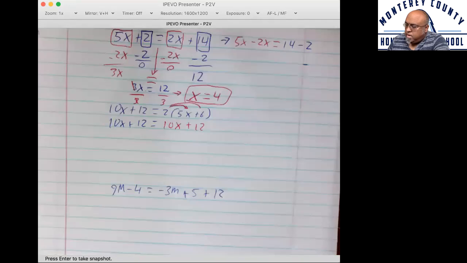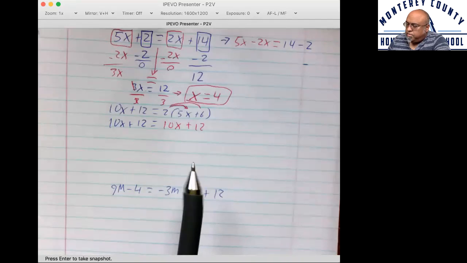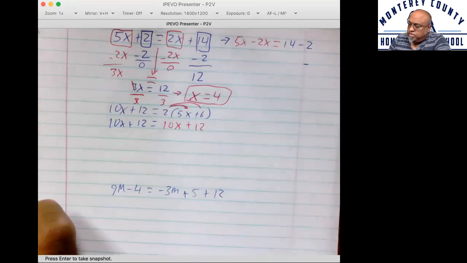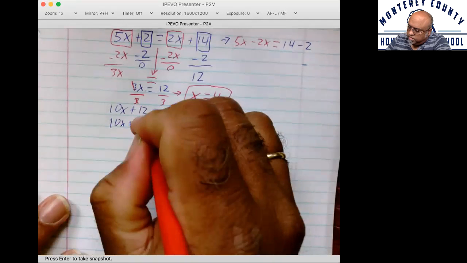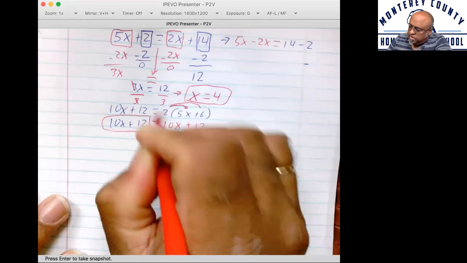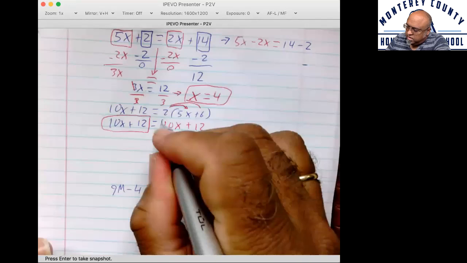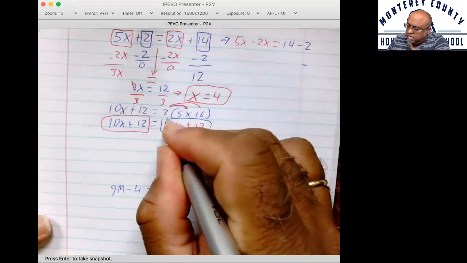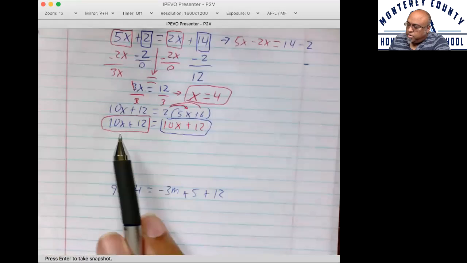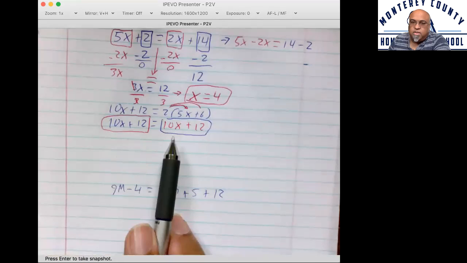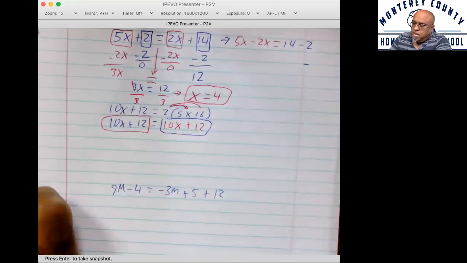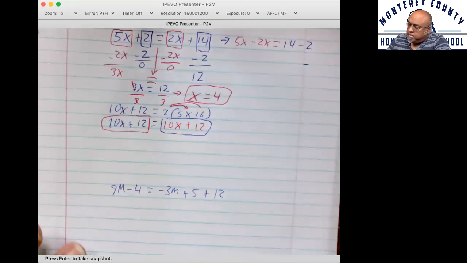Now if we follow the steps from the first problem, let me show you what's going to happen. But first I want to point something out. Do you notice that 10x plus 12 looks just like 10x plus 12? It's like the identity property. They're the same on both sides. But let's follow the steps and see what happens.